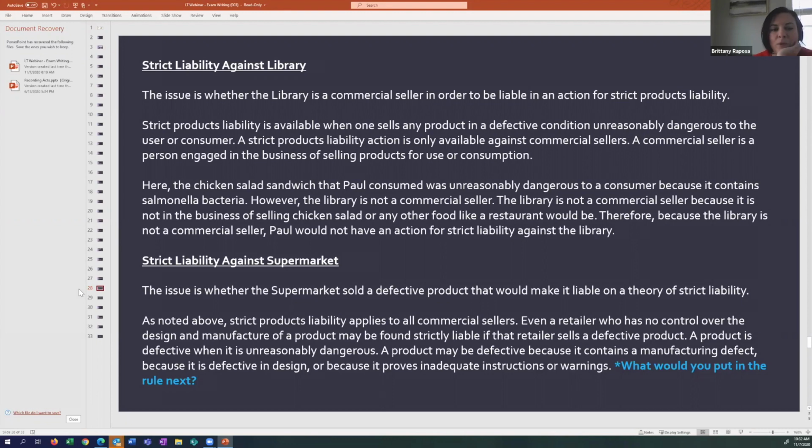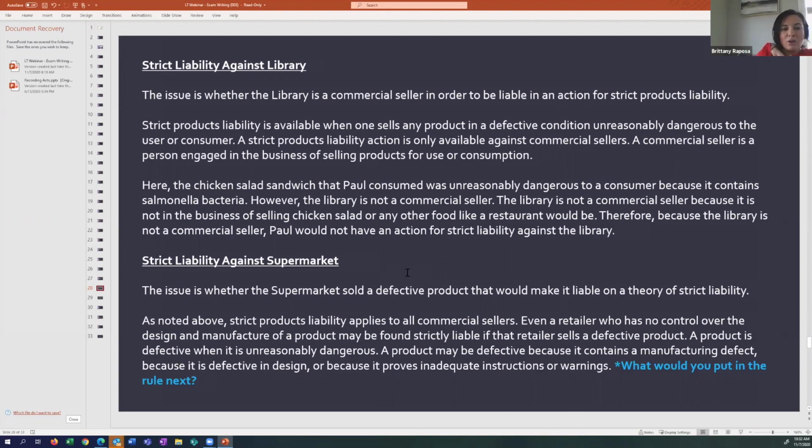Strict products liability is available when one sells any product in a defective condition, unreasonably dangerous to the user or consumer. A strict products liability action is only available against commercial sellers. A commercial seller is a person engaged in the business of selling products for use or consumption. So generally, I have the definition of strict liability. I get more specific, and it's defined for me that it only applies to commercial sellers. And then the rule gets more specific by defining what a commercial seller is. So, a really good example, again, of the rule statement writing that we discussed.